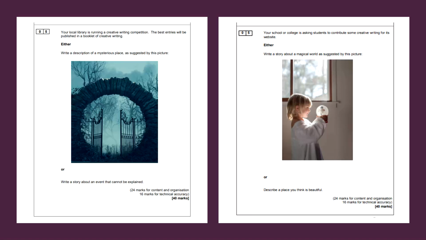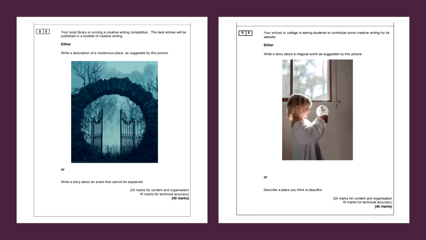On the exam paper on the left-hand side, you'll see that the narrative question comes at the bottom, so it's not linked to the picture. The narrative question says, write a story about an event that cannot be explained. On the right-hand side, the exam paper narrative question has linked itself to the image at the top there: write a story about a magical world as suggested by this picture. So they're both essentially asking the same thing, that you write a piece of narrative, you write a short story. One gives you a photograph as a prompt to set you going with ideas. The other gives you a topic that you need to use as a prompt for the ideas.